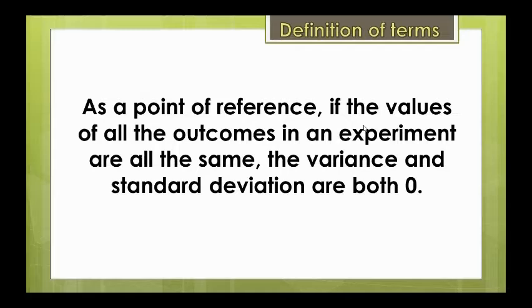Now, as a point of reference, if the values of all the outcomes in an experiment are all the same, the variance and standard deviation are both 0. But of course, this rarely happens in real-life application. So, pagka magkapareho lang yung values ng lahat ng outcomes natin in an experiment, yung variance and the standard deviation are both 0.